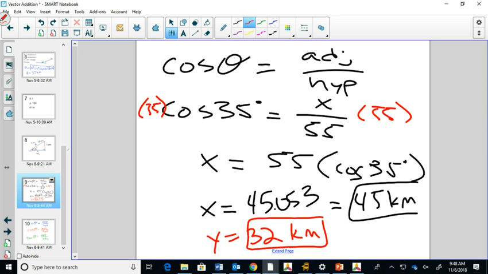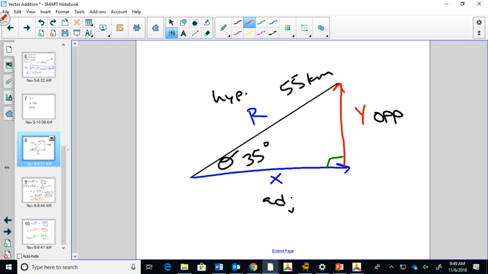Now let's take a look. Let's just make sure that makes sense. Okay? So we said that this is 45 and this is 32. My question to you, if I'm going at a 35-degree angle, am I going more up or am I going more out? I'm going more out, correct? So that would make sense that this 45 should be longer than the 32. The x should be longer than the y. Does that make sense?